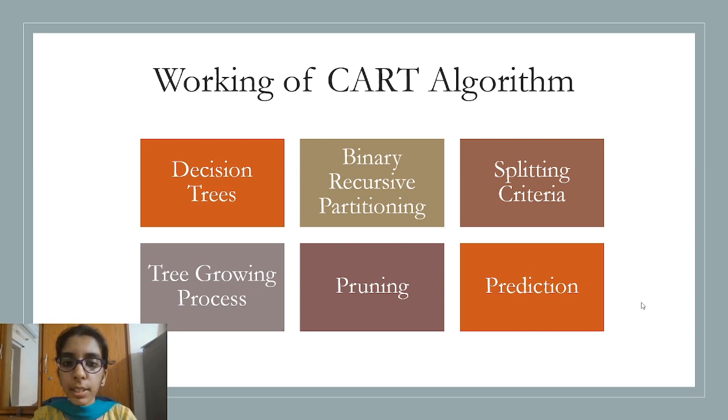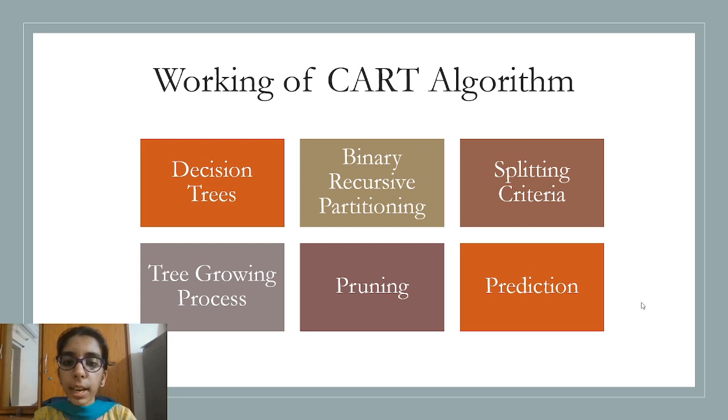CART is a non parametric method, meaning it doesn't make any assumptions about the underlying distribution of the data. It's based on the concept of binary recursive partitioning, where the input space is split into smaller regions based on certain criteria. Now, coming to binary recursive partitioning, CART builds a binary tree structure where each node represents a partition of the input space. At each step of the partitioning process, CART selects the feature and split point that best separates the data into two child nodes, optimizing a specific criterion such as Gini impurity for classification or mean squared error for regression.